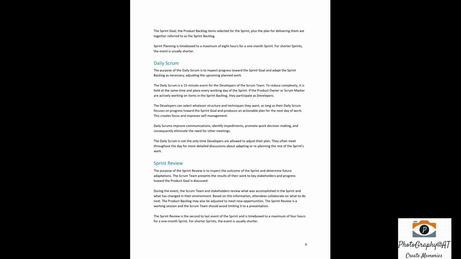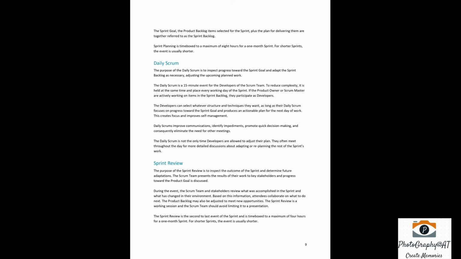Daily Scrum. The purpose of the daily Scrum is to inspect progress toward the sprint goal and adapt the sprint backlog as necessary, adjusting the upcoming planned work. The daily Scrum is a 15-minute event for the developers of the Scrum team. To reduce complexity, it is held at the same time and place every working day of the sprint.